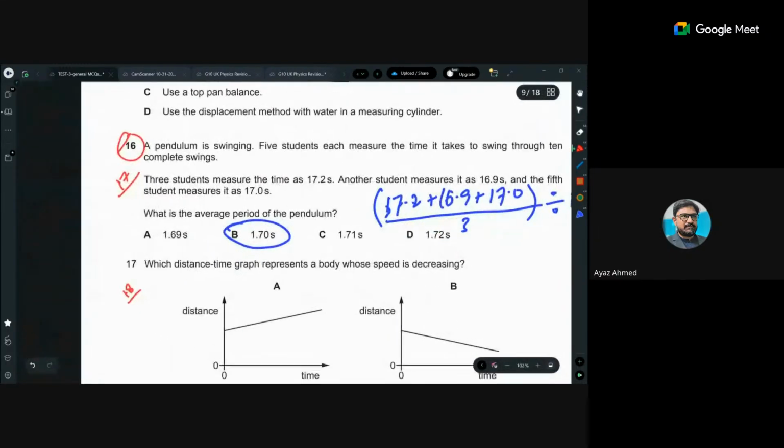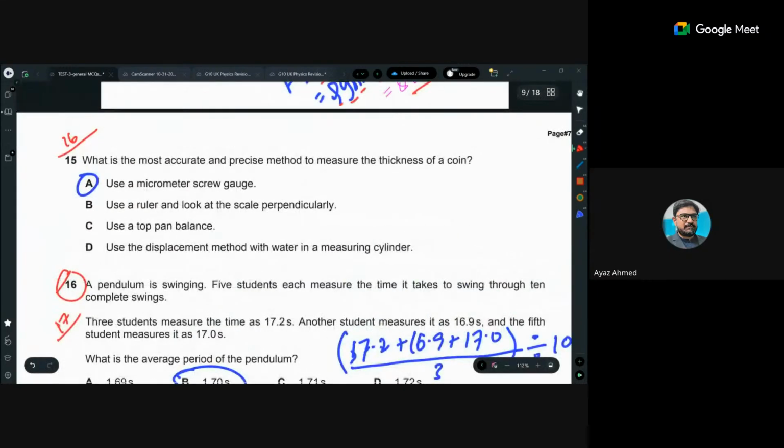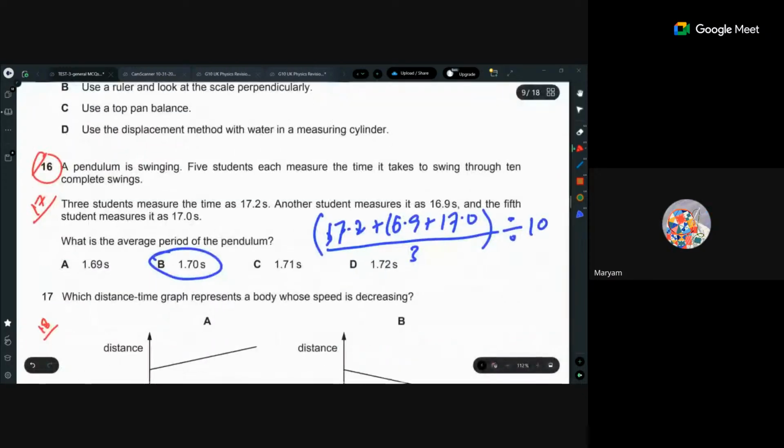Okay, come to question number 17. Sorry, 16. 16 is done. 16 is A. Is it clear to you? Yes. Okay, come to 17.